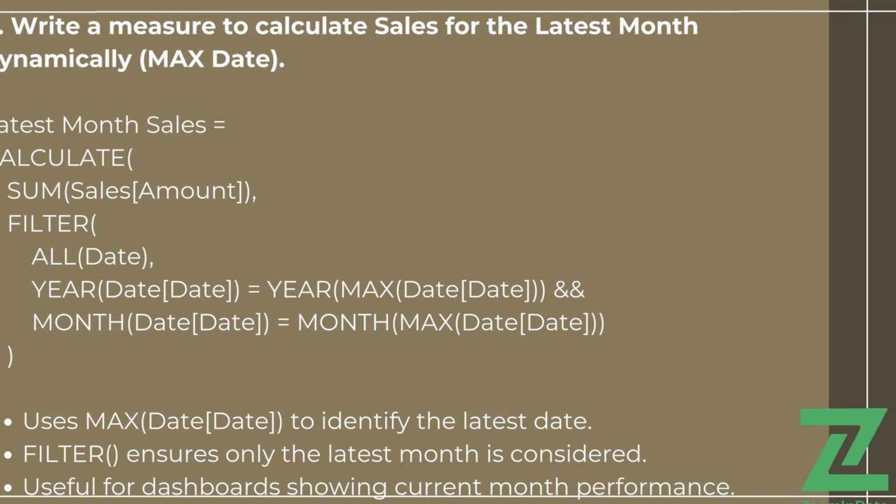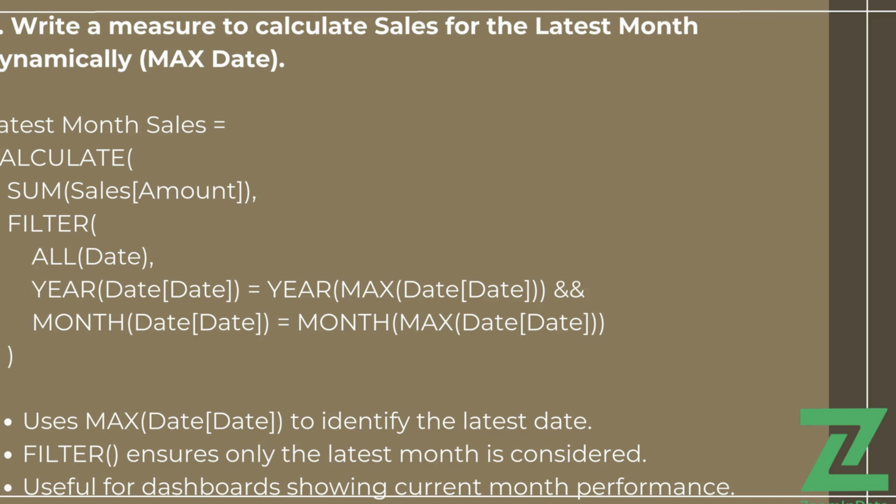Eighth question. Write a measure to calculate sales for the latest month dynamically max date. This measure calculates the sales for the latest month in the dataset. It first finds the most recent date using the max function. Then it filters the date table to keep only the dates that belong to the same year and the same month as that latest date. Finally, it adds up the sales amount for that filtered month. This is useful when showing the current month's performance on a dashboard.